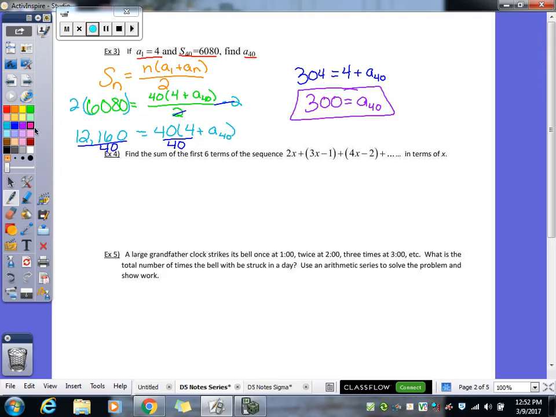So that's just us manipulating that same formula in a slightly different way, but it still works. And we knew to use that formula because it talked about the sum, so you had to use your sum formula for that. So example 4, we're finding the sum of the first 6 terms of the sequence 2x plus 3x minus 1 plus 4x minus 2 in terms of x. So again, finding the sum, so I'm going to write my sum formula.